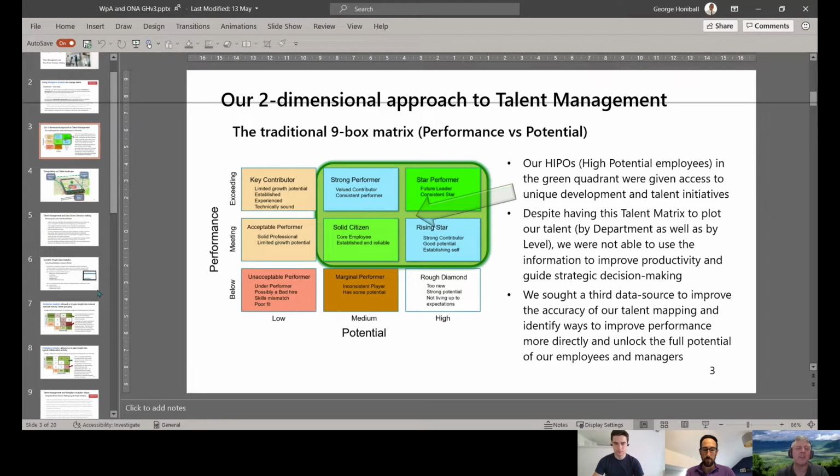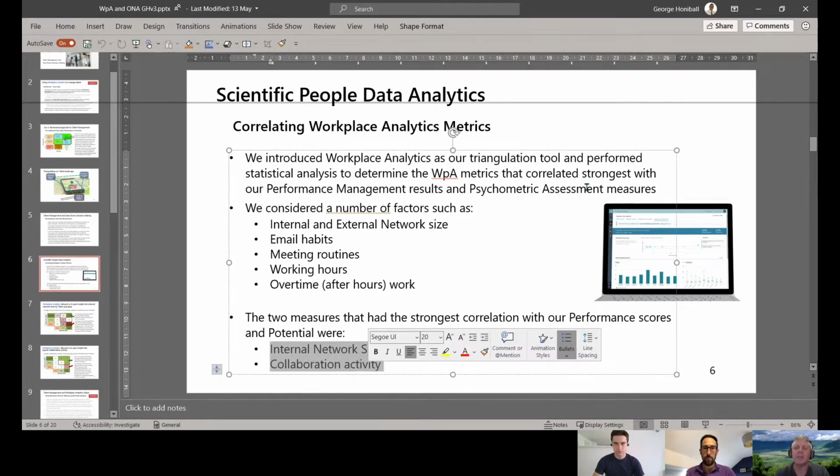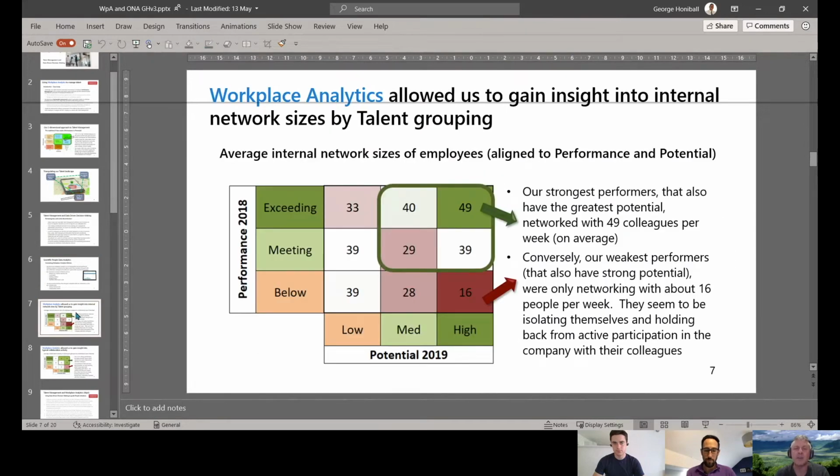So after implementing Workplace Analytics, we took all of the different measures that you could use. And I think there are about 160 different measures. Using statistics, the two measures that correlated the strongest with the performance scores and the people's potential were the internal network size and their collaboration activity. So what we found is that when it came to their internal network sizes, the people that were exceeding performance expectations and had high potential, on average, were engaging with 49 people per week internally, whereas your strong people with high potential, but that were performing below par, were only engaging with 16 people on a weekly basis. So you can see there's a significant difference in their internal network size.